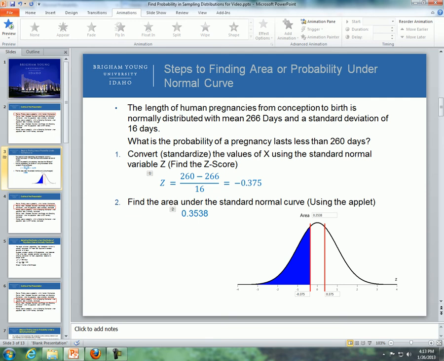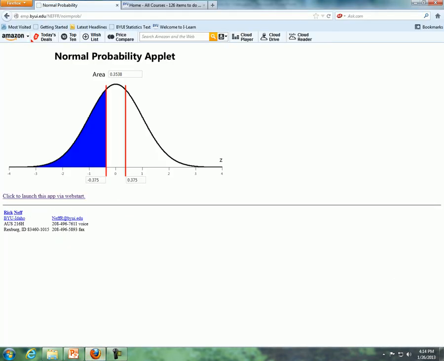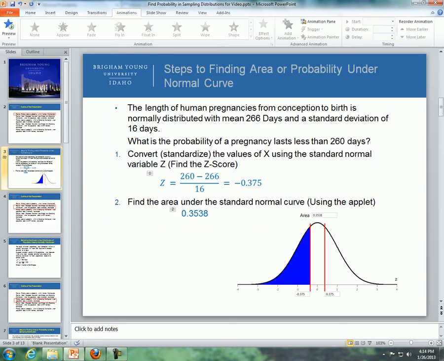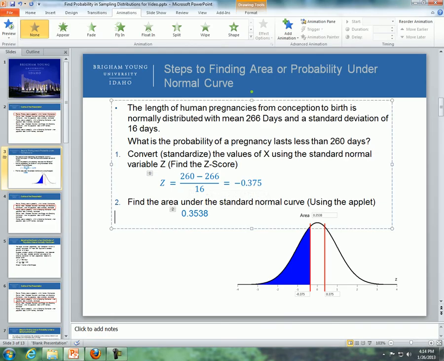Okay, and so what we do after that, I'll go to the applet. Here's a representation of the applet, and if you type in negative 0.375 down here and then press enter, you will get this area under the curve, and this area represents about 35% of the entire area. The result you'll see just up above, in this applet that we have here at BYU, Idaho. And so we conclude that about 35% of all pregnancies last less than 260 days.